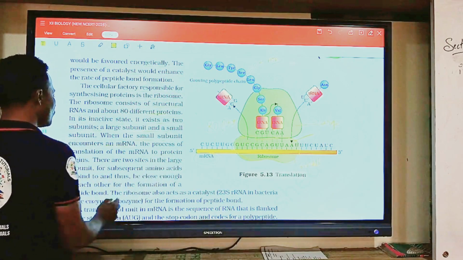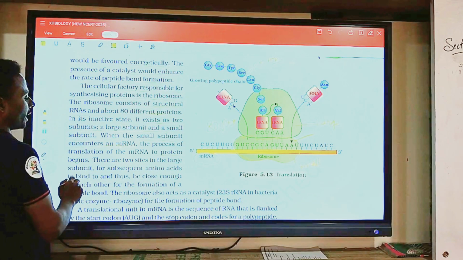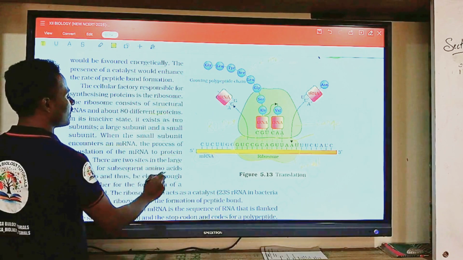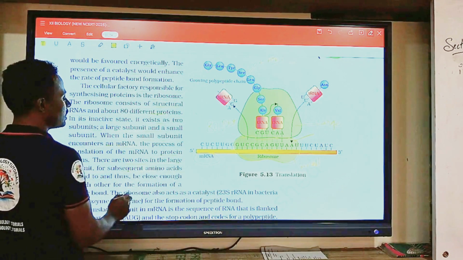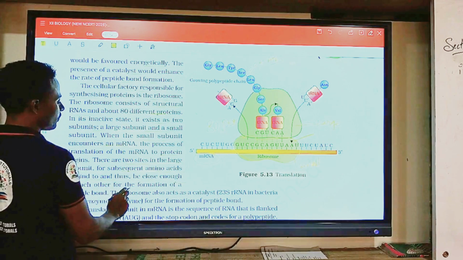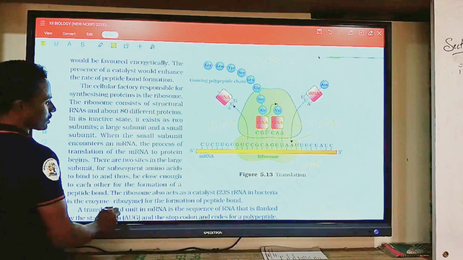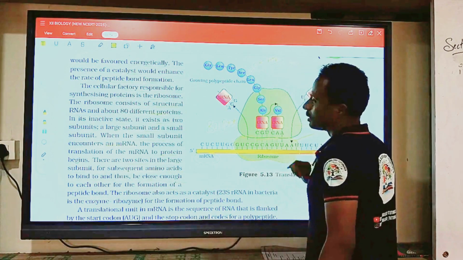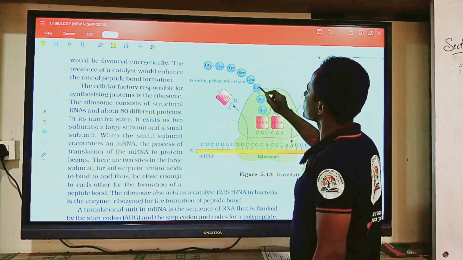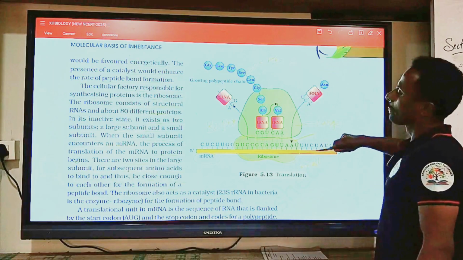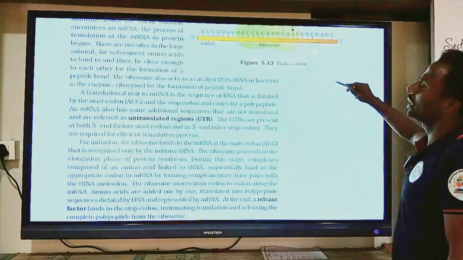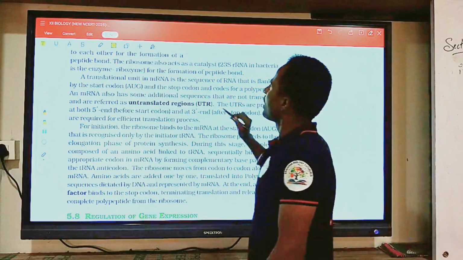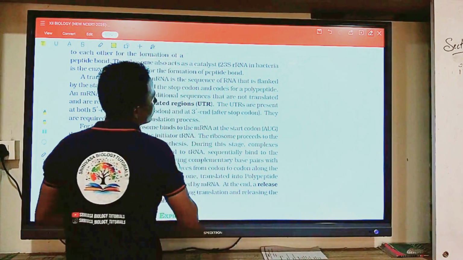Protein synthesis begins with the two subunits, the large subunit and the small subunit. Subsequently the amino acids bind closely for the formation of a peptide bond. So when the large subunit and the tRNA are cognate, what happens? A number of amino acids get formed. Next, the ribosome also acts as a catalyst.